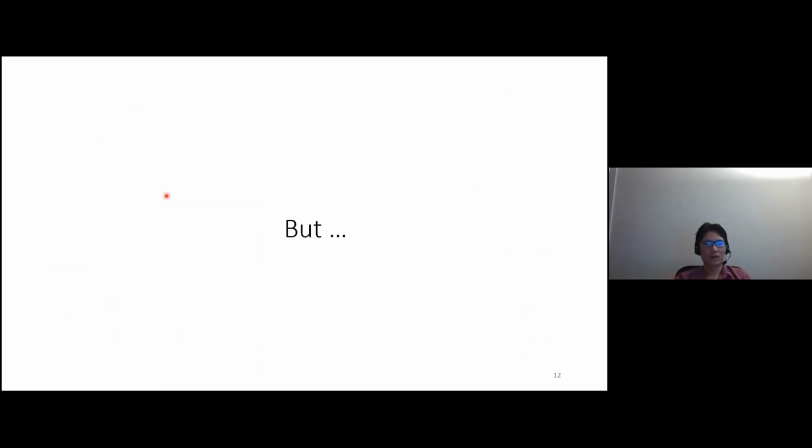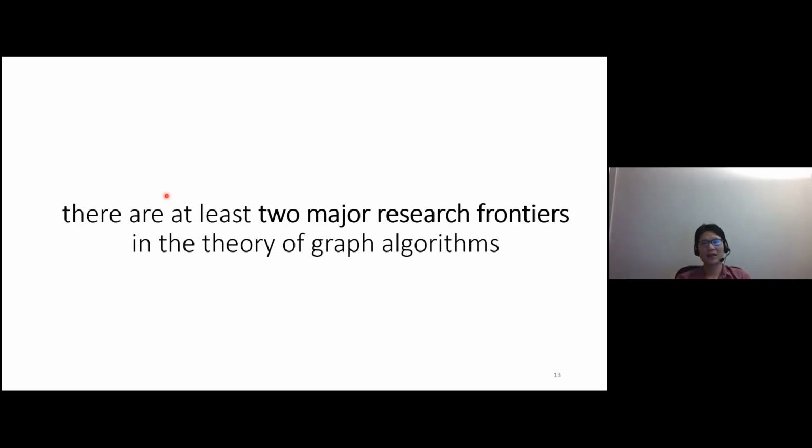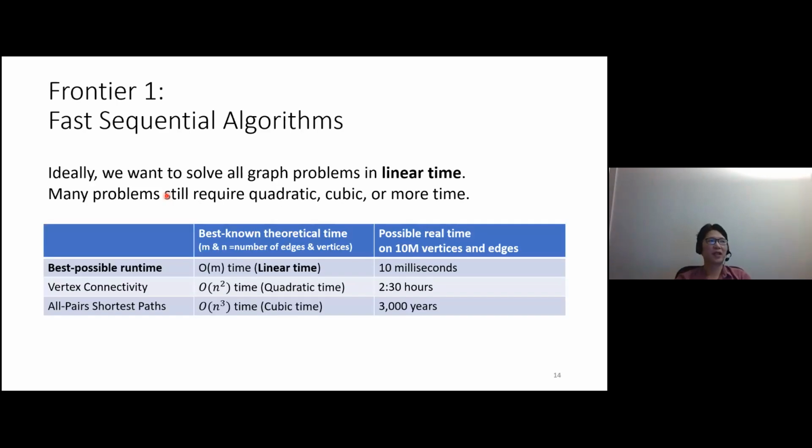So all that said, I guess I have convinced you that this is an important area. The problem is that this area has been studied for a long time, but there are still many frontiers. And I'm going to mention two major research frontiers in this field of theory of graph algorithms. The first frontier is called fast sequential algorithms. So what do I mean? Ideally, we want to solve all the problems as fast as possible. And the golden standard in the field of graph algorithms is called linear time, meaning that you want a running time that is as fast as reading the input. And the problem is that many problems still require quadratic, which is higher than linear, or cubic, or even more time.